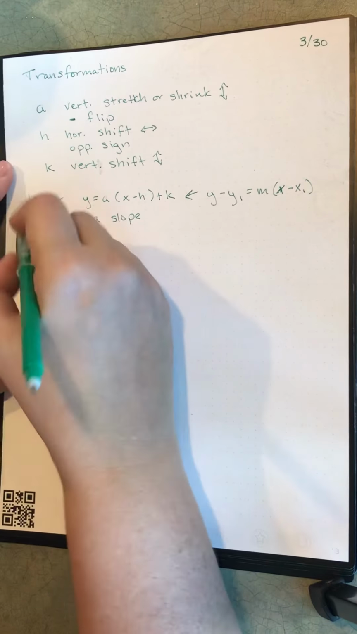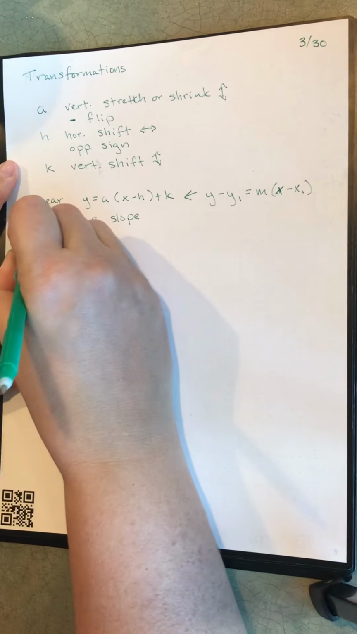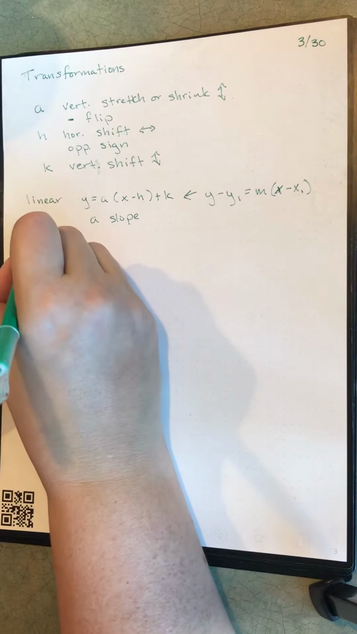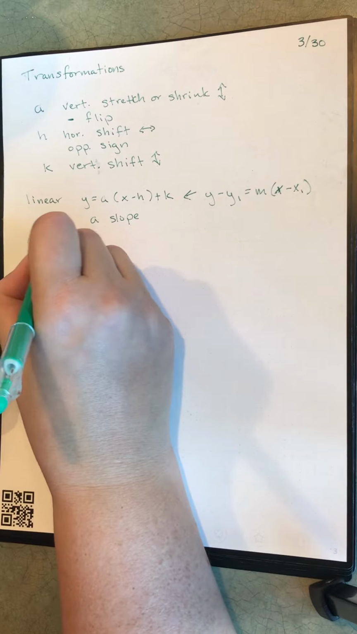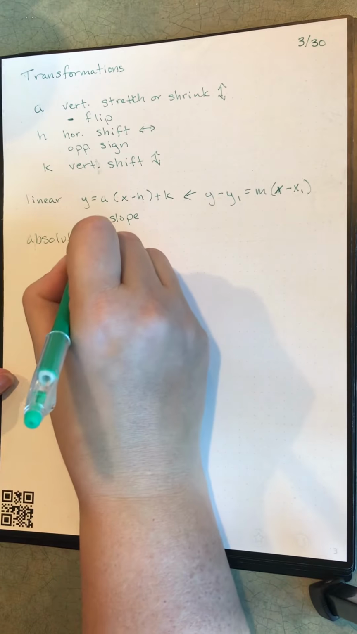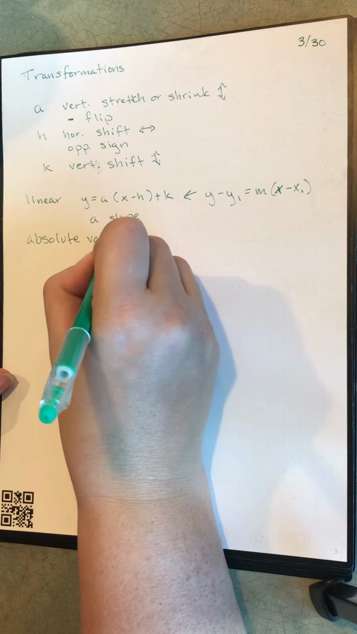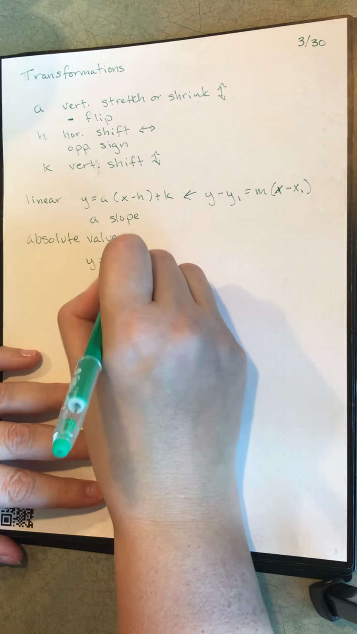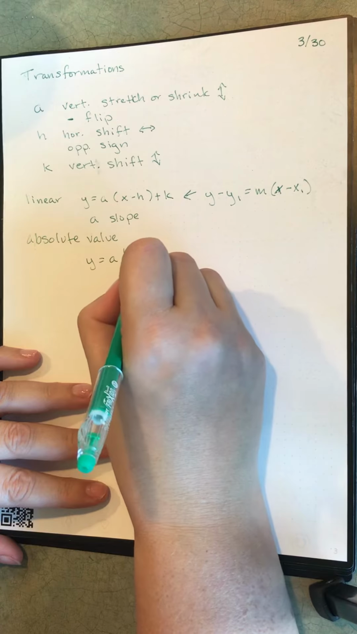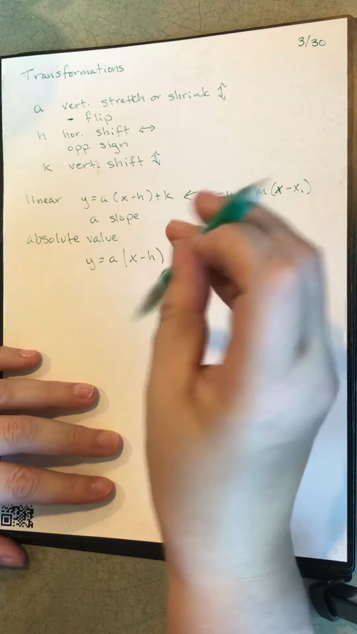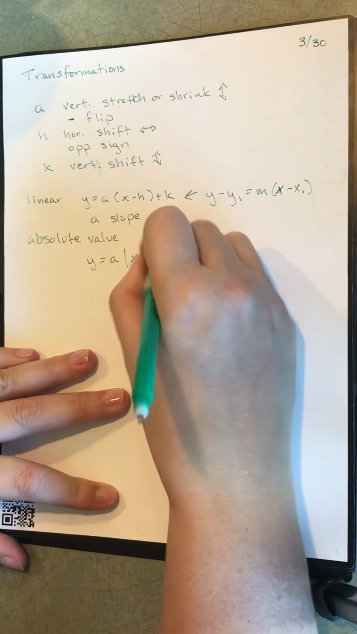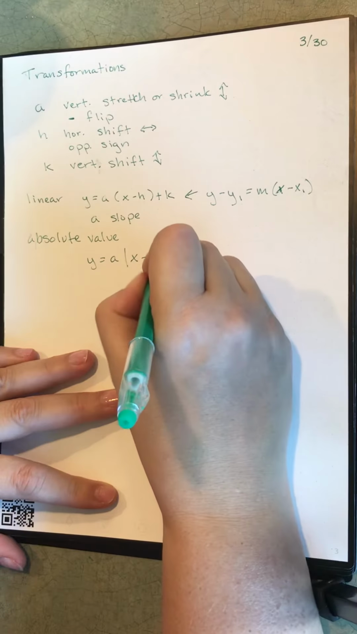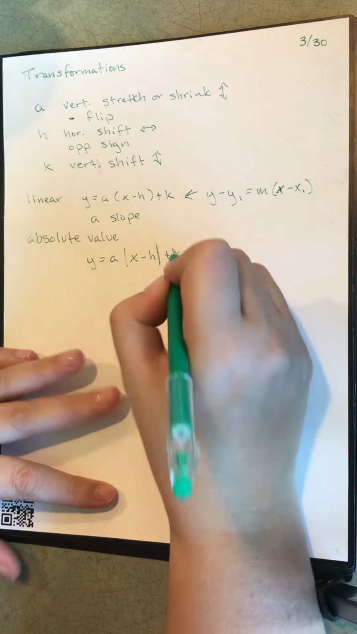Oh, I forgot, we also looked at absolute value. That was the other one. So we had y equals a times the absolute value of x minus h plus k. Oops. Oh my goodness. I'm having a day, guys.